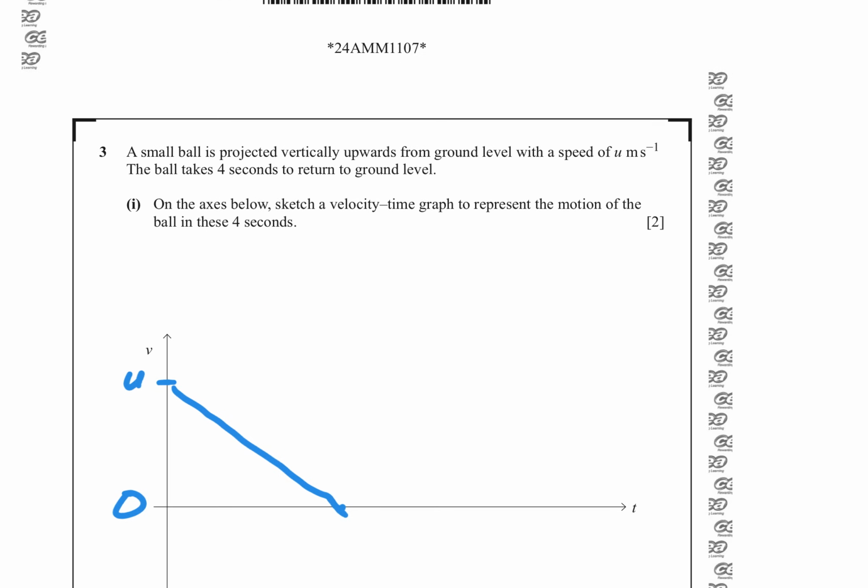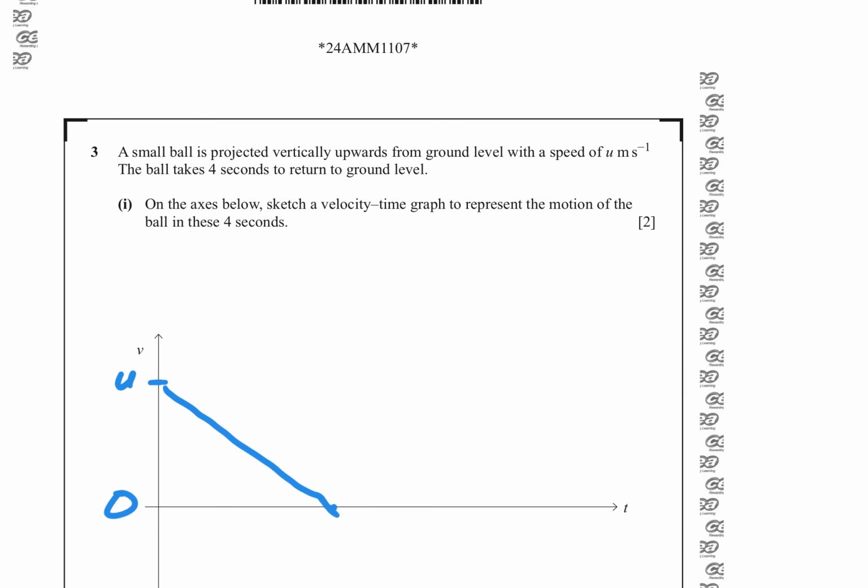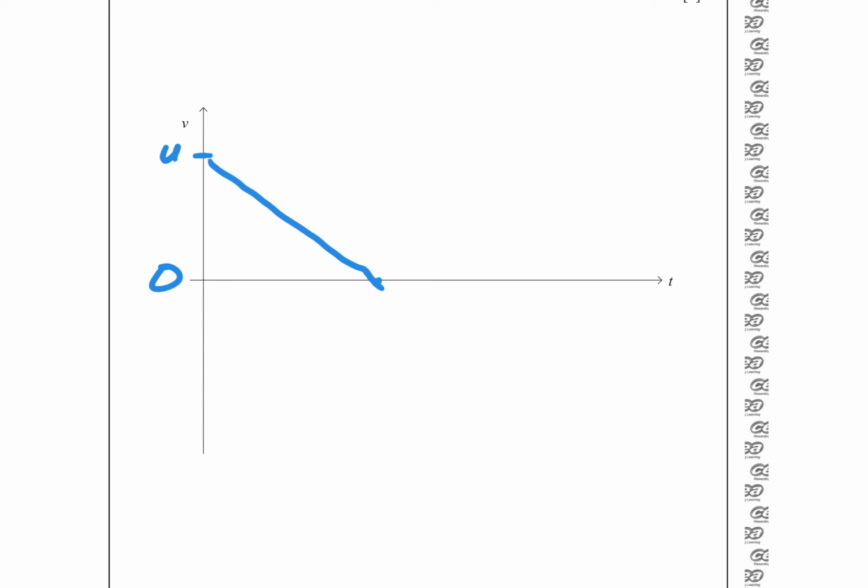And what happens then? What happens then is it will continue on from its maximum height. It will then speed up, and it's going the other way. So it gets to a speed of negative u, and that was in 4 seconds. So that's what we're going to have here. 4 seconds is going to be all the way down to here. This isn't letting me write for some reason. 4 seconds is going to be down to here.